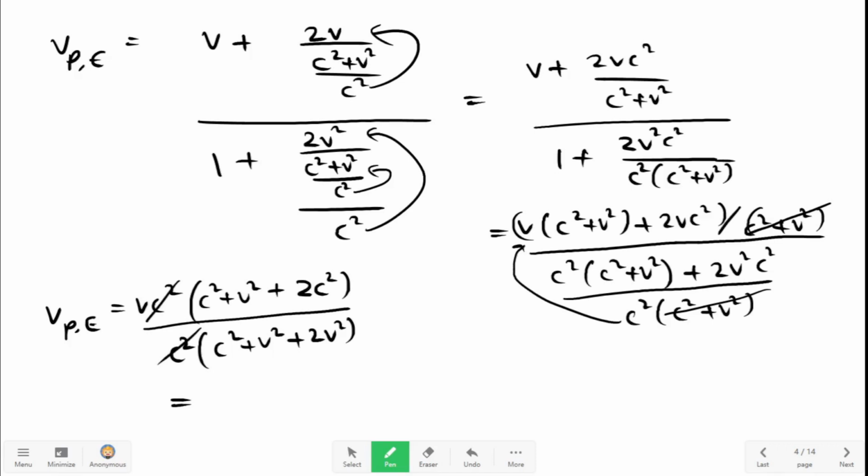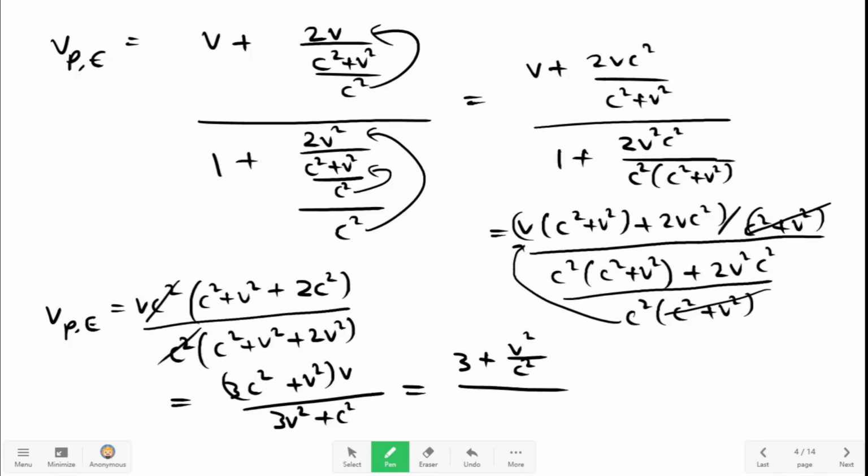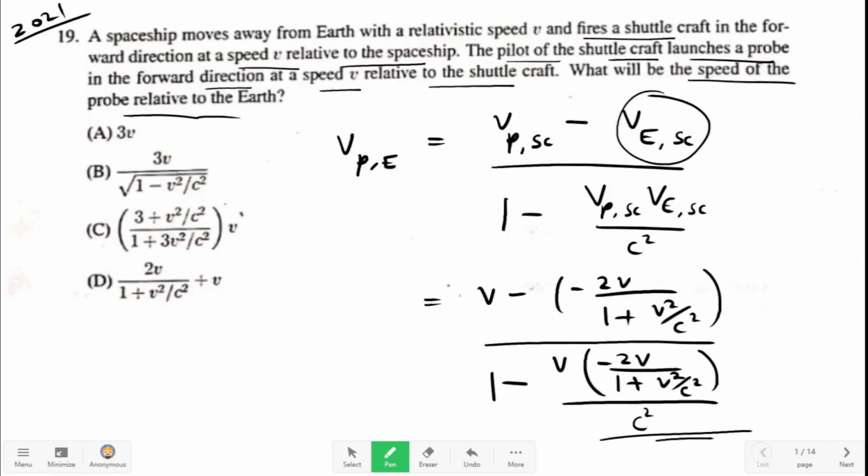This is equal to 3c square plus v square times v divided by 3v square plus c square. This is equal to, if you divide by c square throughout, 3 plus v square by c square divided by 1 plus 3v square upon c square, times v. This is option C.